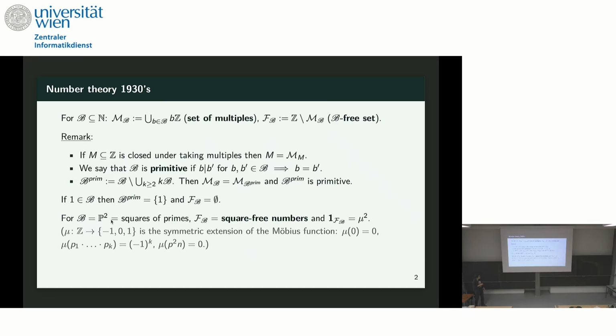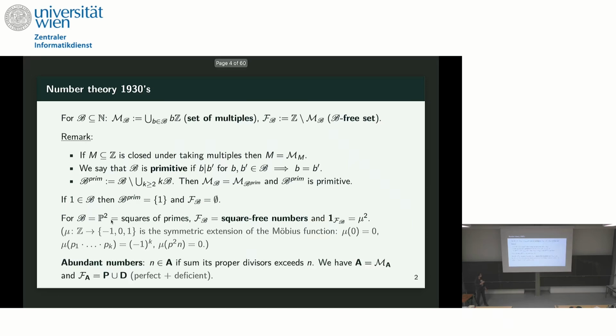So let me remind you, the Möbius function goes from Z to -1, 0, and 1. This is a symmetric extension of the function given by the following rules. At 0, we have 0. At a product of k distinct primes, we have (-1)^k. And if your number is divisible by a square of something, you put a 0. So this was the first interesting example.